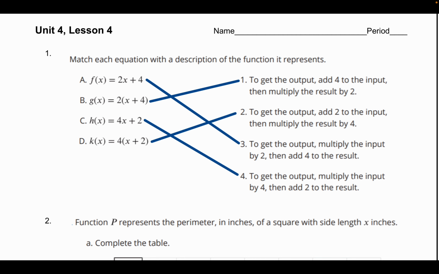And also, just for clarity, I am going to put A, B, C, and D next to these. So for option 1, this is B. Or for part 1, this is B. Description 2 is matched with D. Description 3 is matched with A. And description 4 is matched with C.